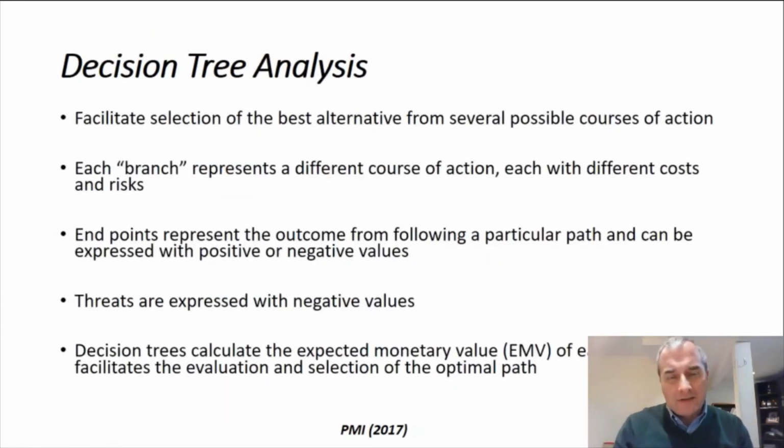Another quantitative analysis approach is decision tree analysis. This facilitates the selection of the best alternative from several possible courses of action. Each branch in the tree represents a course of action, each with different costs and risks. Endpoints represent the outcome from following a particular path and can be expressed with positive and negative values. Threats are expressed with negative values. Decision trees calculate the expected monetary value of each branch. This facilitates the evaluation and selection of the optimal path.